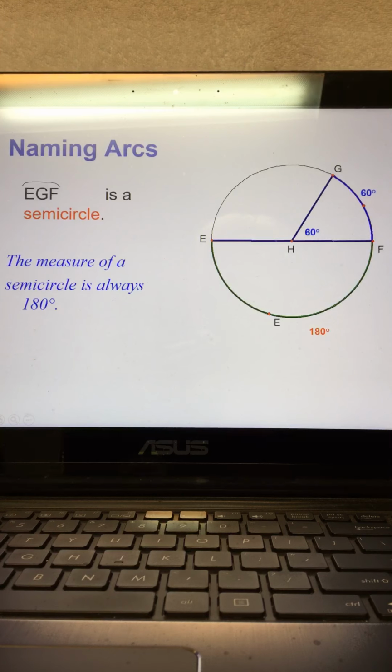All right, it says that E, G, F is a semicircle, and we just talked about that in the previous slide. We understand that E to G to F is a semicircle. And you need to remember that the measure of a semicircle is always 180. Semi means half. Half of a circle is going to be 180.